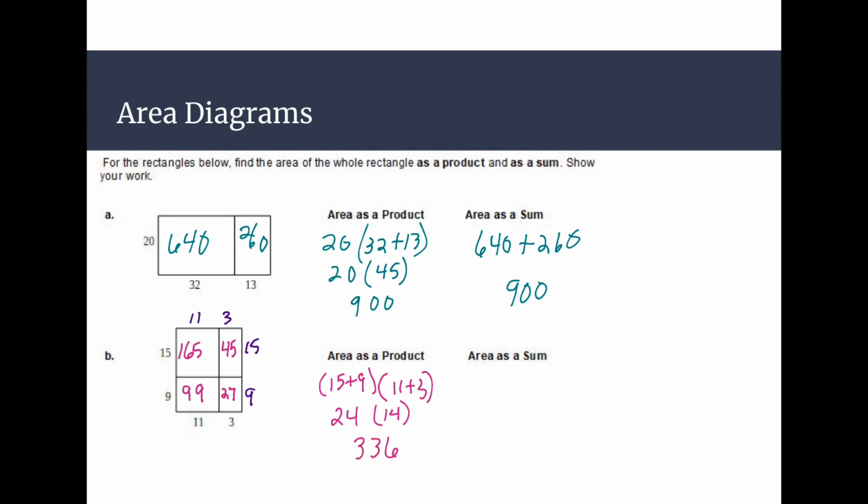My areas of sum, right, we just added the two boxes. We're just going to add all four boxes now. So 165 plus 45 plus 99 plus 27. And when I add all those numbers together, we get 336 as well.